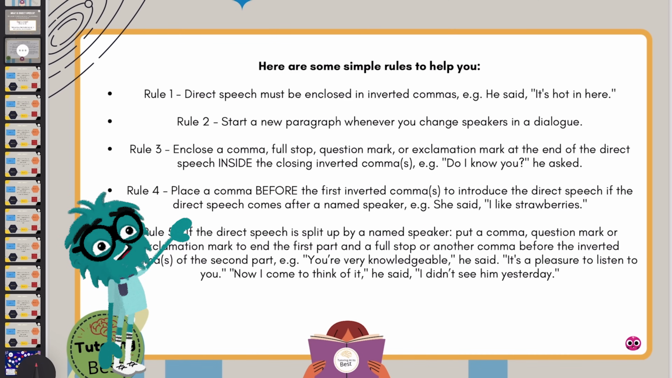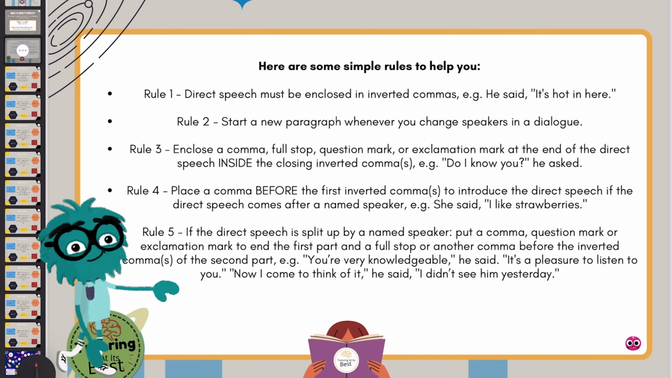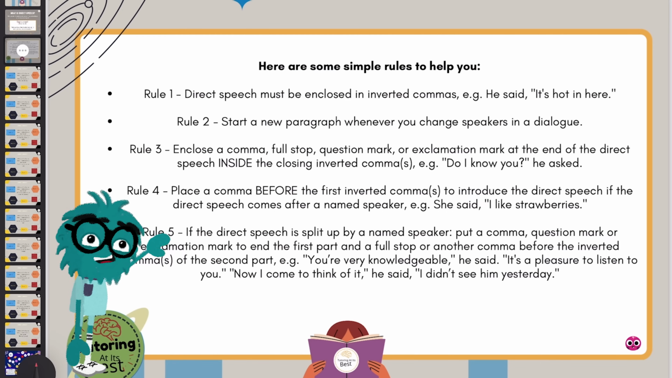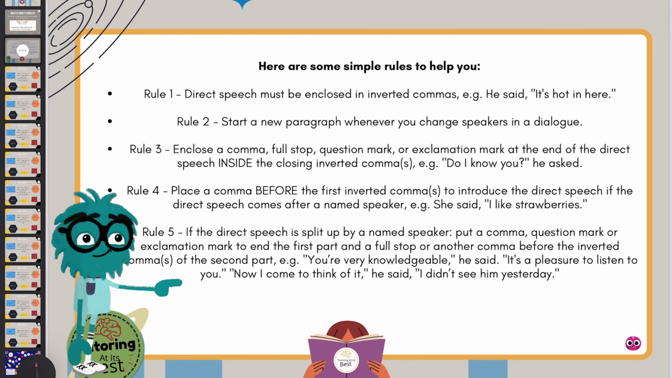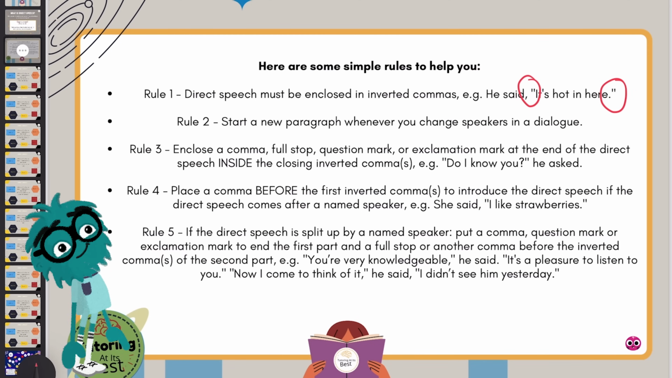So here are some simple rules to help you. So the first rule is that direct speech must be enclosed in inverted commas, just as this example. He said, "It's hot in here." So as I mentioned, if you start with a double quotation, you must end with a double quotation.